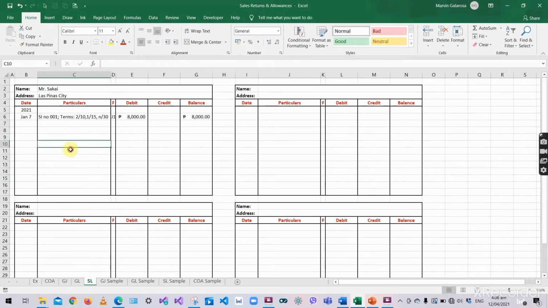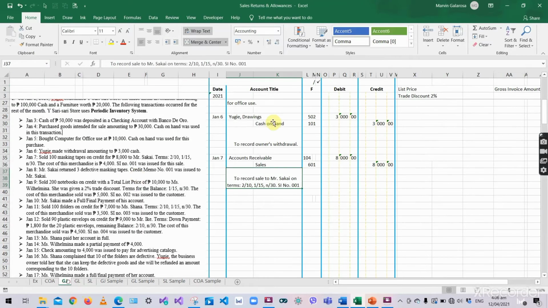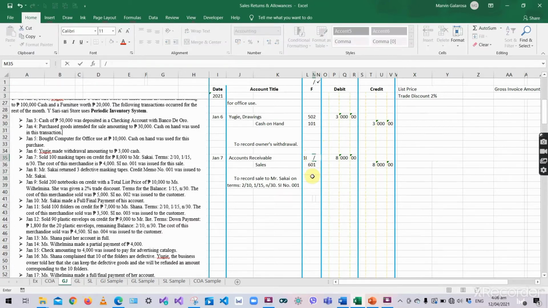So, once na-post mo na sa subsidiary ledger ng customer, balik ka sa general journal. Mula doon sa folio na column, 104 slash, and then lagyan mo ng check mark. It indicates na maliban sa na-post mo siya sa general ledger, na-post mo na rin siya sa subsidiary ledger.